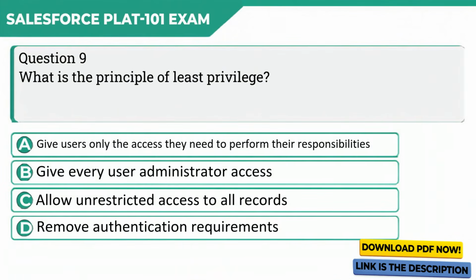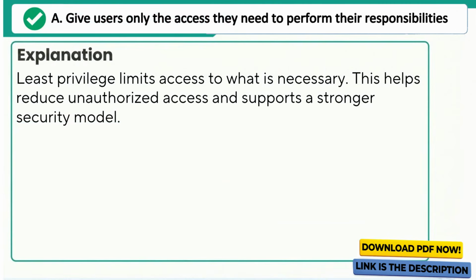Question 9. What is the principle of least privilege? A. Give users only the access they need to perform their responsibilities. B. Give every user administrator access. C. Allow unrestricted access to all records. D. Remove authentication requirements. Correct answer. A. Give users only the access they need to perform their responsibilities. Explanation. Least privilege limits access to what is necessary. This helps reduce unauthorized access and supports a stronger security model.